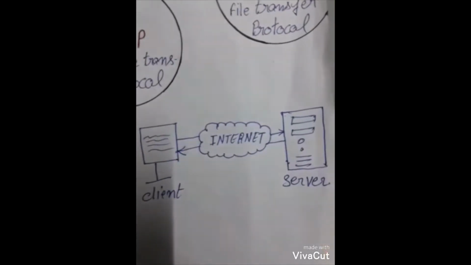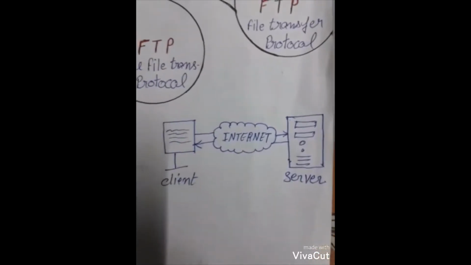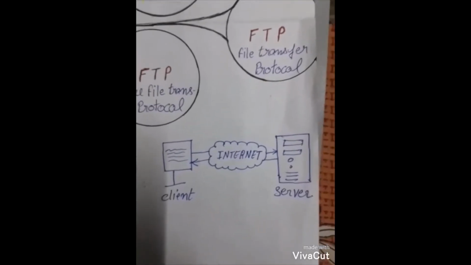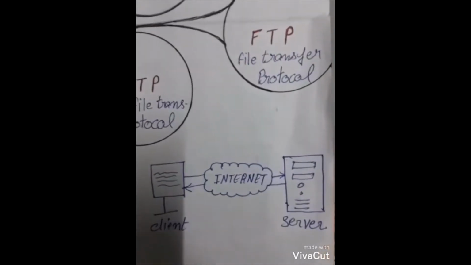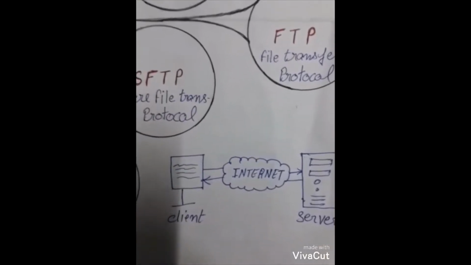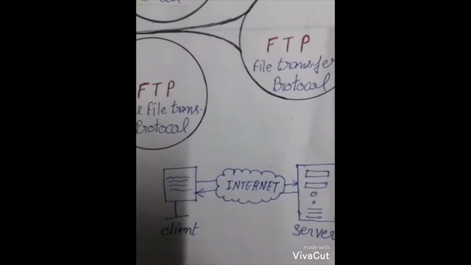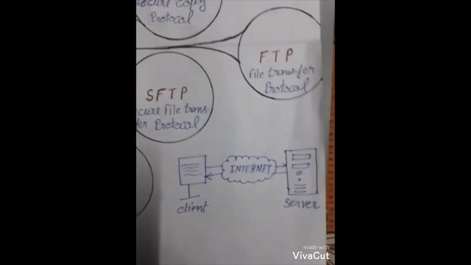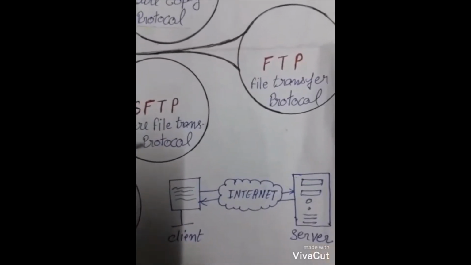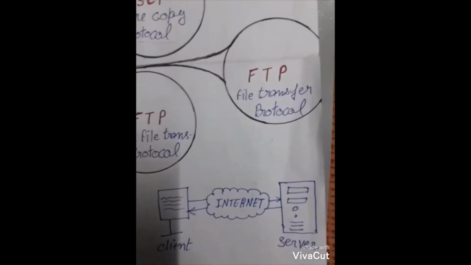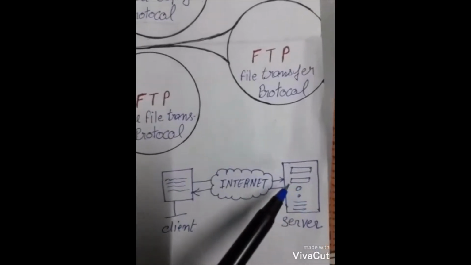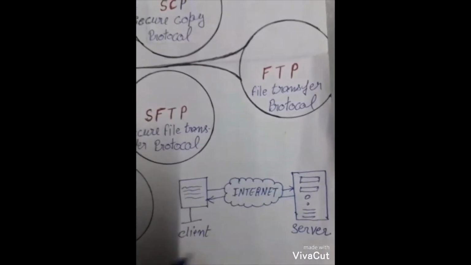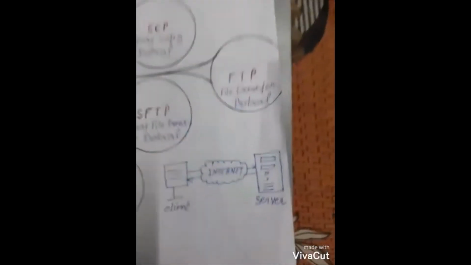So how are large files shared with the help of the internet, or with the help of FTP? Basically, these large files are compressed using some utility software and transferred to the server. Here are two terms: uploading and downloading. Uploading is the process of transferring a file from client to server, and downloading is the process of transferring a file from server to client. So this is the working of FTP.